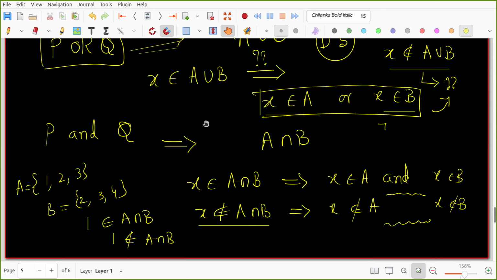Okay. So now what should it be, OR or AND? And. Now you understand, clear, right? Good, nice. X is not in A, then it is not in the intersection. X does not belong to B, then also it is not in the intersection. We do not need to see that it is not in both. If it is not in one of them, then automatically it is not in the intersection, right?